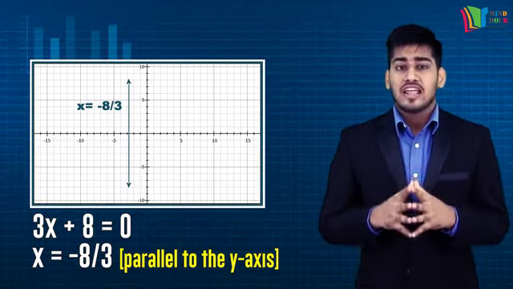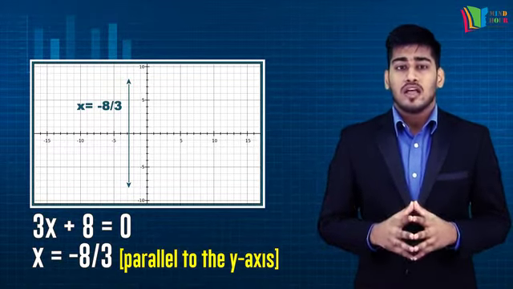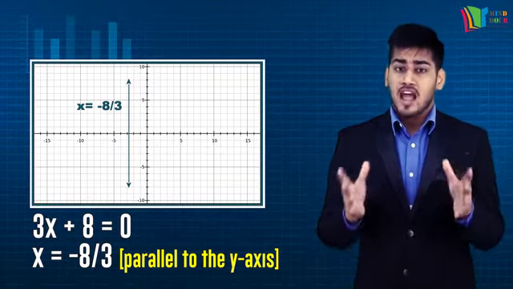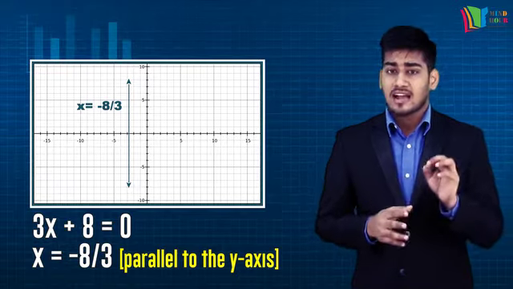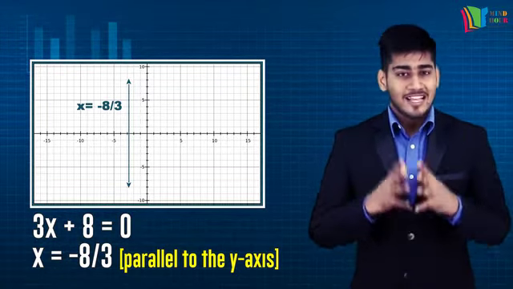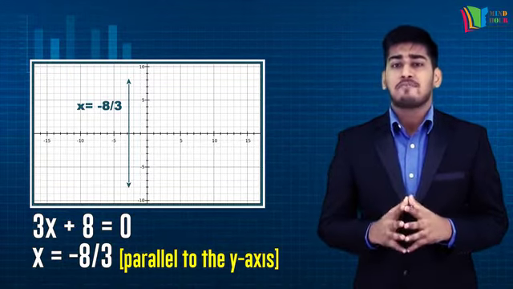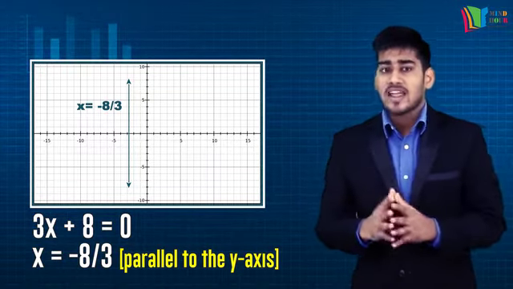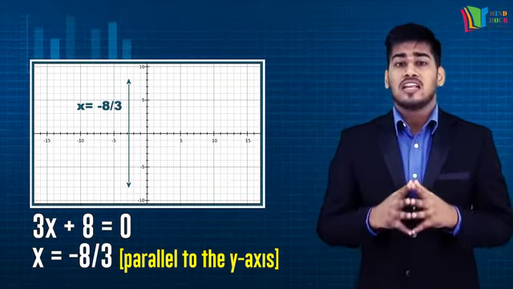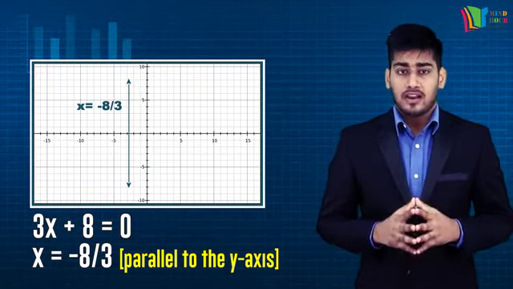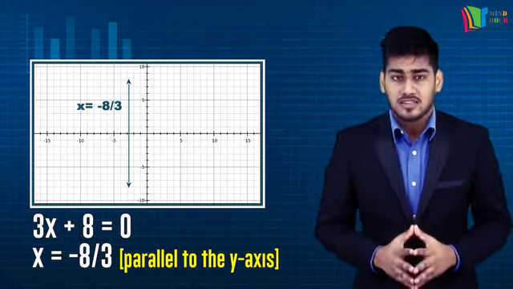Why don't we take an example here? Examples always help. Say we had 3x + 8 = 0. This would be the same as x = -8/3. Now this line would be parallel to the y-axis and will be at a distance of 8/3 units from it. Since there is a negative sign before 8/3, it will be 8/3 units to the left of y-axis. Similarly, whenever a linear equation contains just the variable x on a Cartesian plane, it would be parallel to the y-axis.